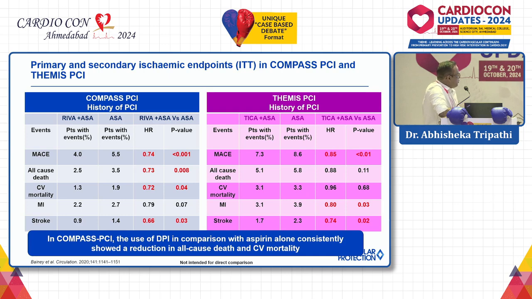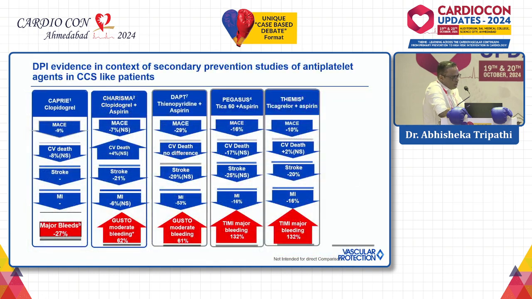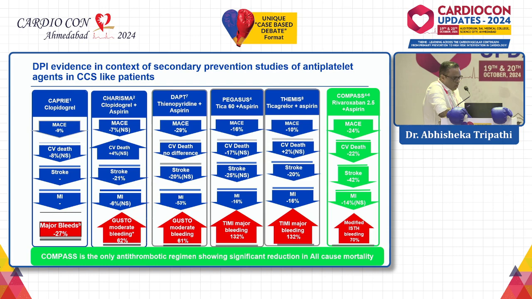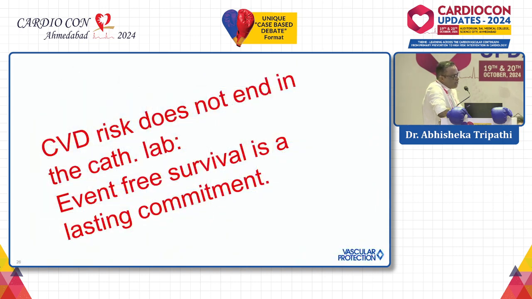So the mortality reduction, if you see the major difference here, all-cause as well as CV mortality was less with rivaroxaban 2.5 milligram BID, and mortality benefit was not there with ticagrelor. However, MI was lesser in the ticagrelor group compared to the placebo group. So just to cut the long story short, I would put it that CVD risk does not end in the cath lab, and event-free survival remains a long-lasting commitment, because when the patient comes after 1 year, 2 years, 3 years, you don't want a second atherothrombotic event when the patient is on follow-up and taking the medicine properly. So in my patient, depending on his risk factors and all, I would consider 2.5 milligram rivaroxaban along with aspirin.